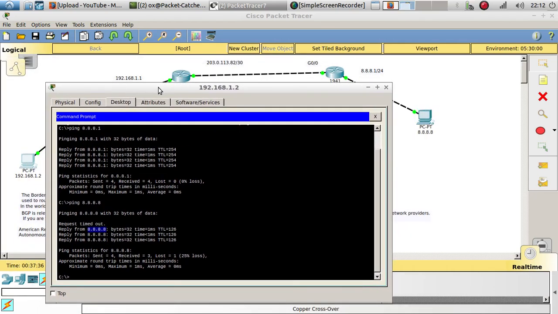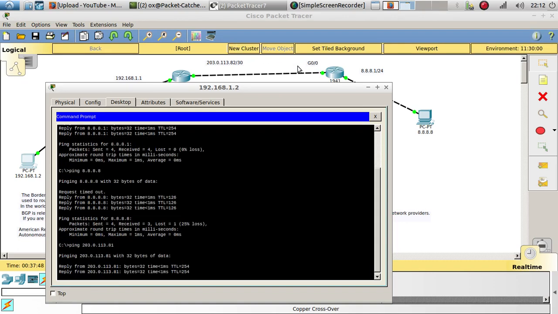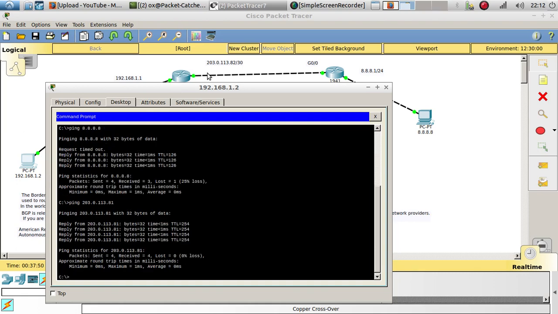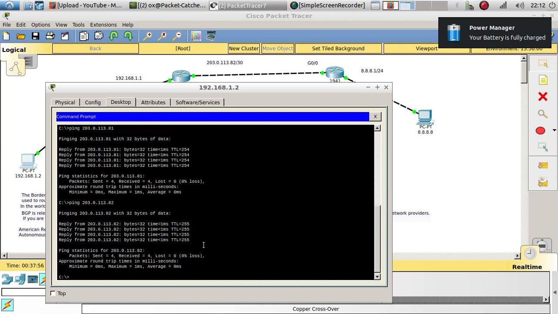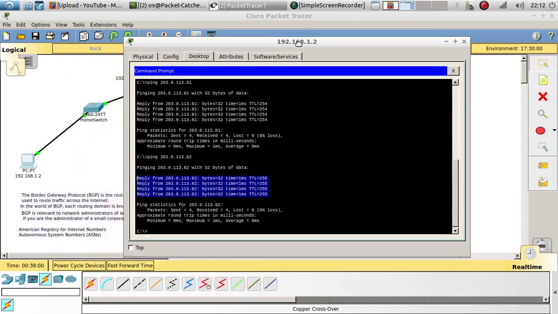And we also should be able to ping, of course, 203.0.113.81, which is this one over here, and also we should be able to ping .82, and there it is. Okay, so this is it for this configuration of BGP.